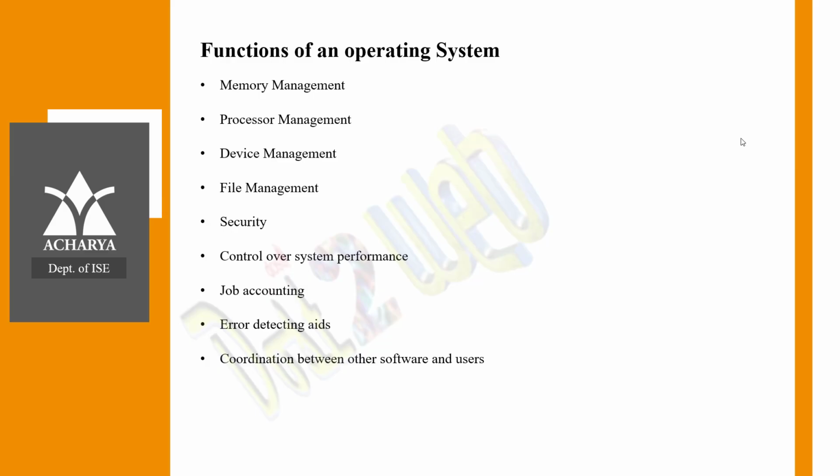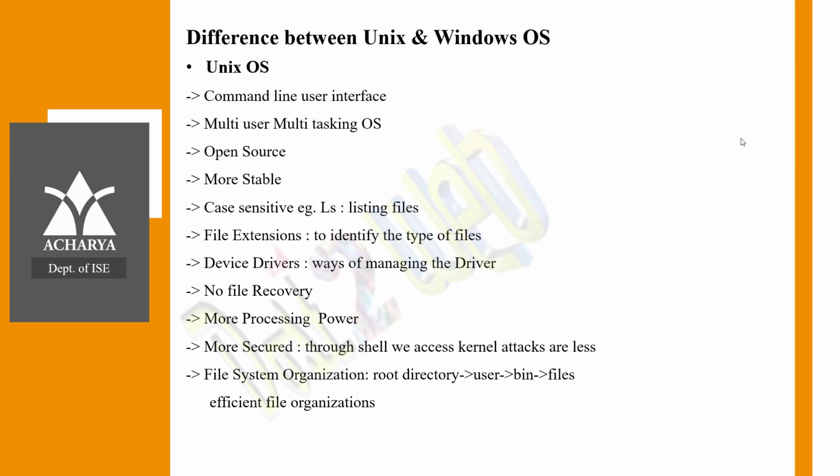Then job accounting. Whatever process happens is called a task, or a job. How job scheduling happens when you execute it is needed for that purpose. If any error occurs, it has to be detected. And then how your operating system is going to coordinate or communicate with other software installed on it and with the different users. So by default, almost every operating system will have all these features.